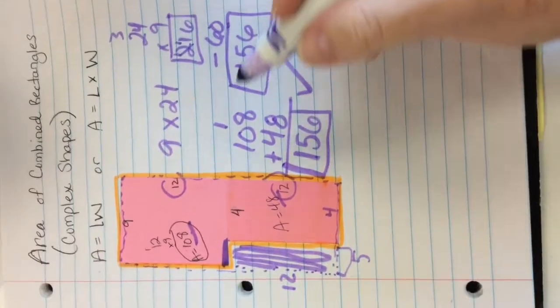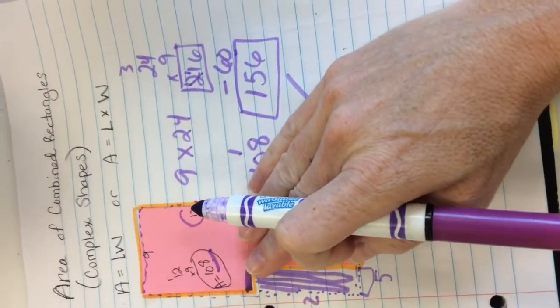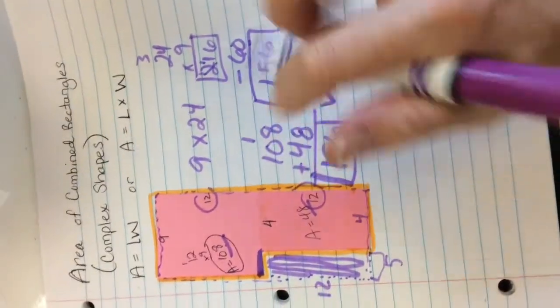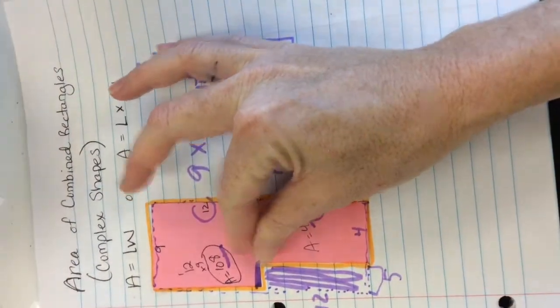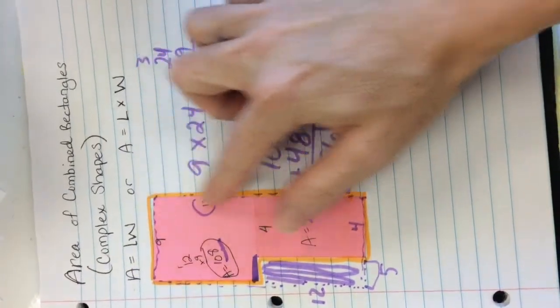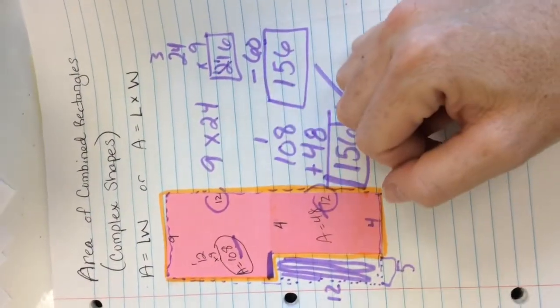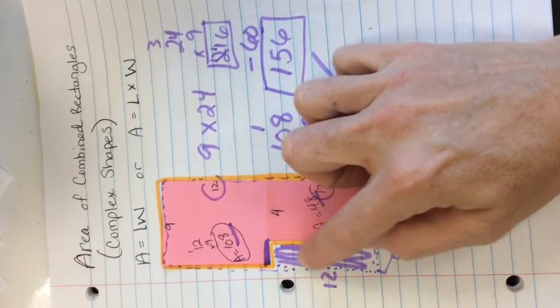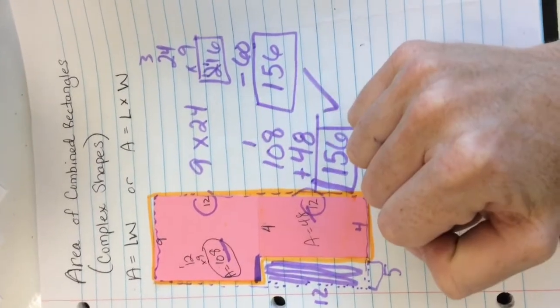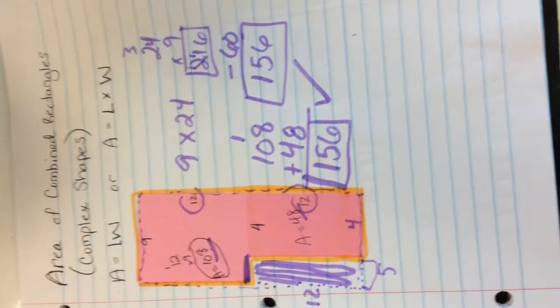All right, so we could break it up into two separate rectangles and then add together, or we could do one solid rectangle using its largest measurements and then figure out the missing area to subtract. And that's how you do it.